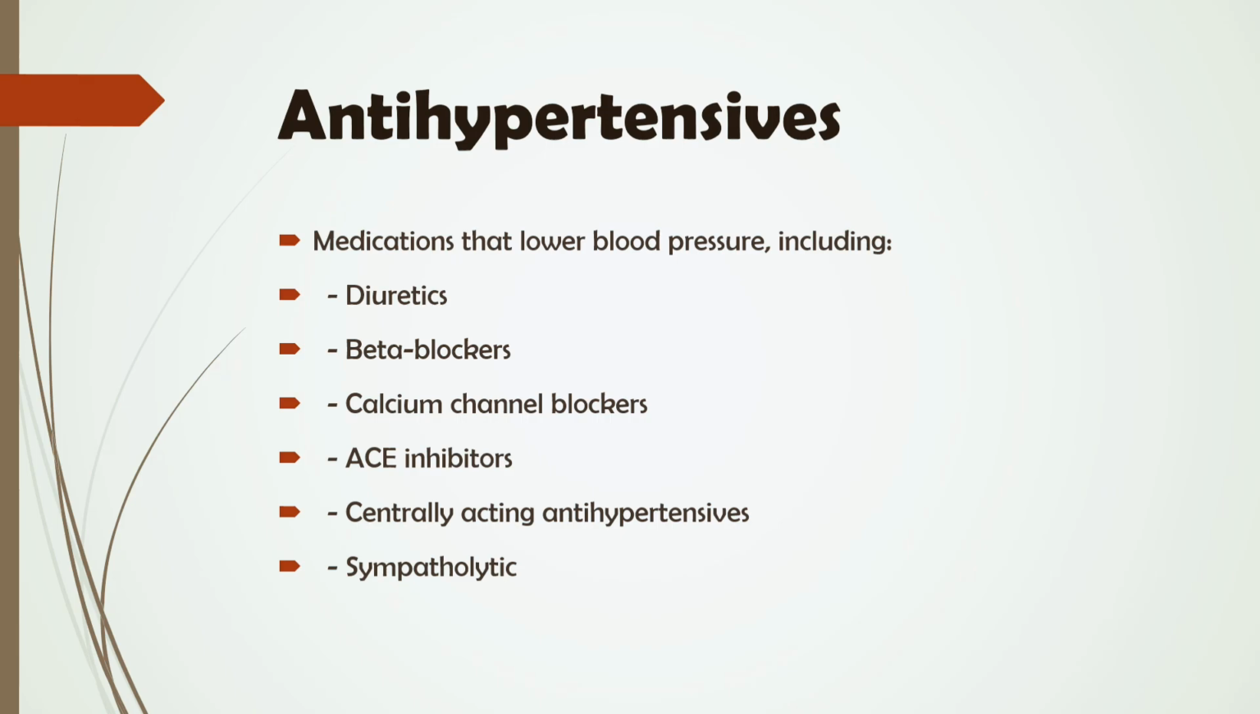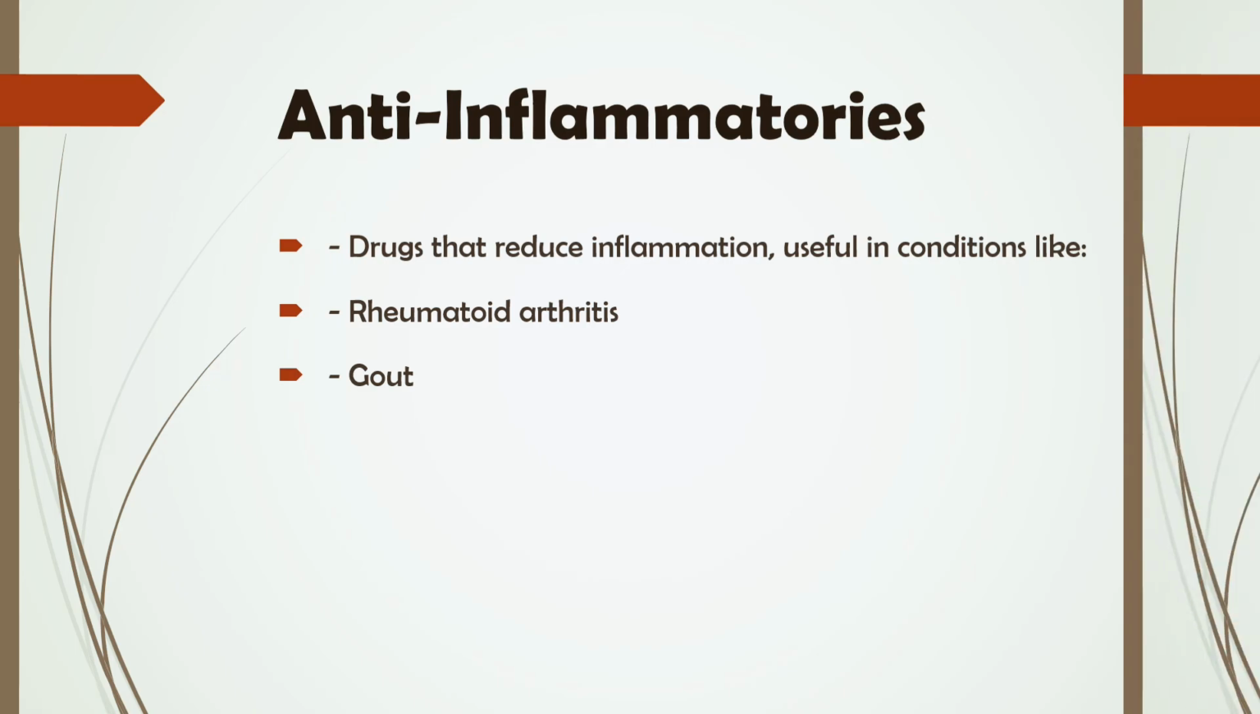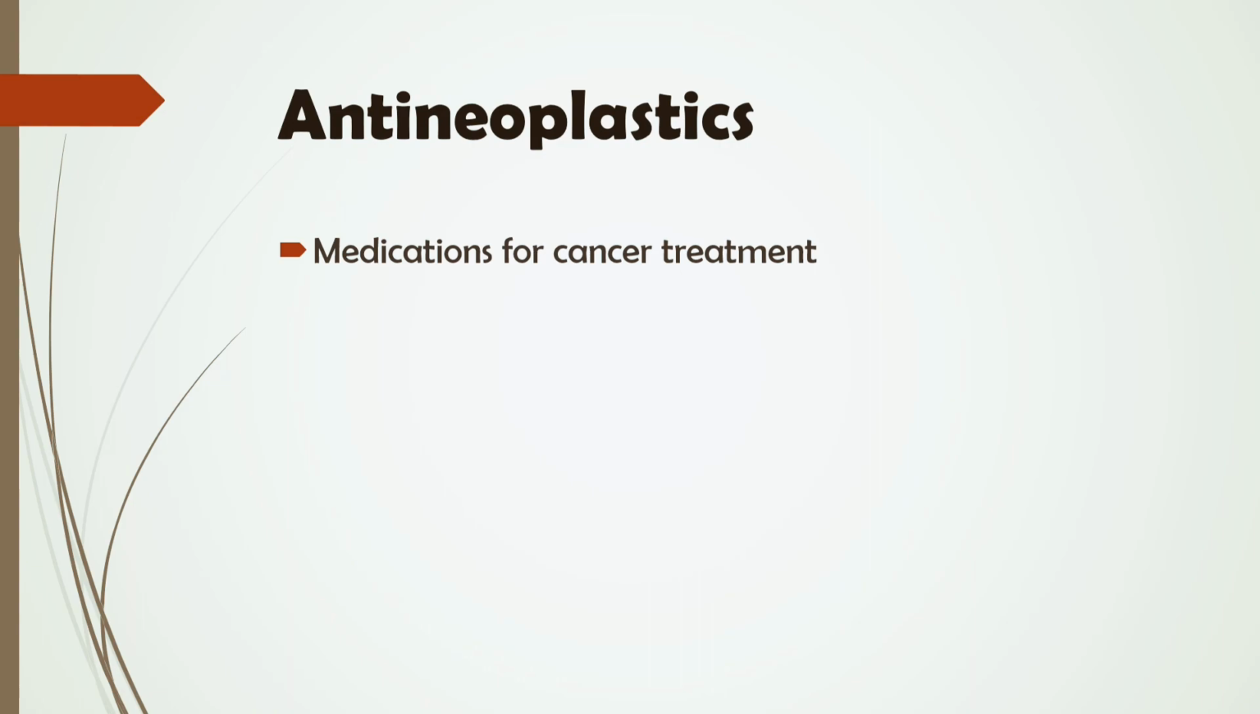So let's move on. The next drug category is anti-inflammatories. These are drugs that reduce inflammation. These are useful in conditions like rheumatoid arthritis, gout, and many more. Next drug category we have anti-neoplastics. These are medications for treatment of cancer.